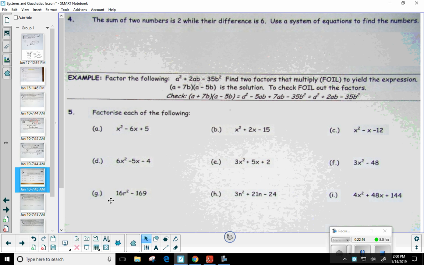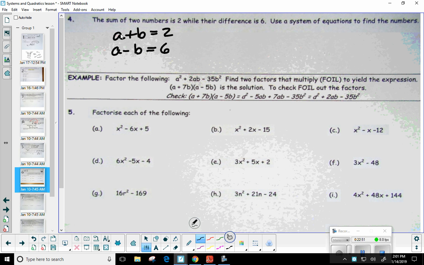Okay. So the sum of two numbers is 2, while their difference is 6. Use a system of equations to find the numbers. First off, we need variables to represent the unknowns we're finding. Okay, Carolina, what variables would you like? A and B? Okay. So it says the sum of two numbers is 2. So if we're using A and B, what's my equation? A plus B is equal to 2. And then it says, while their difference is 6. So difference, the key word, A minus B, is going to give me 6.